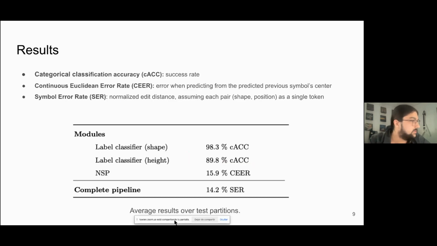Well, I didn't mention, but here you have the results. You can see that at the classification level, both classifiers seem to work very well. Results near 19%, and the next symbol prediction module has an approximate error of 16%.